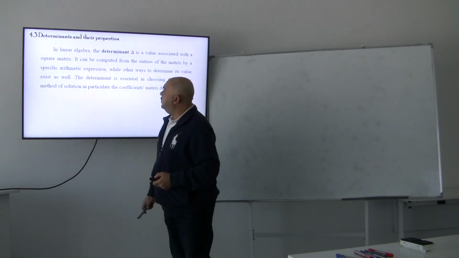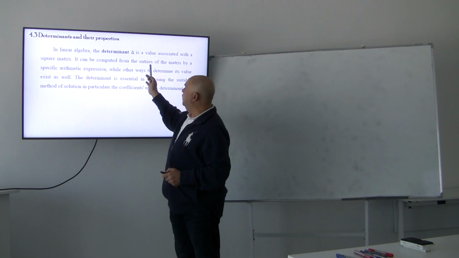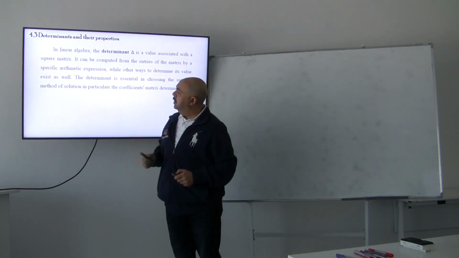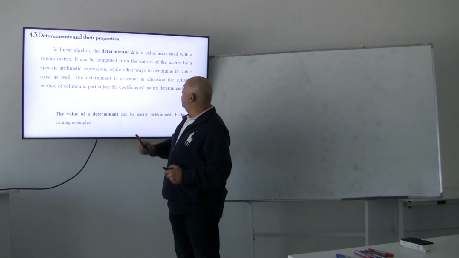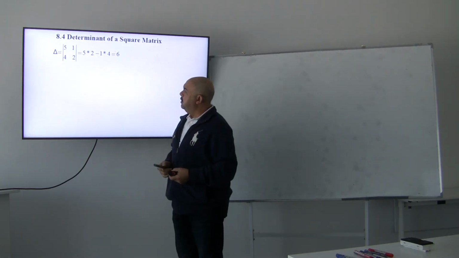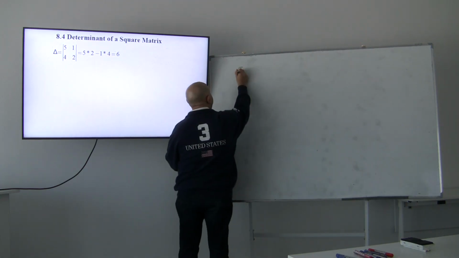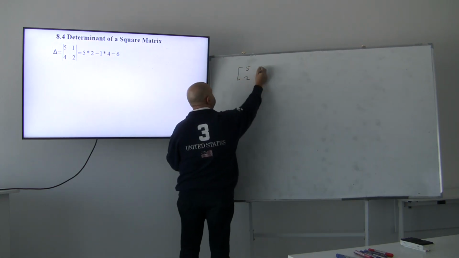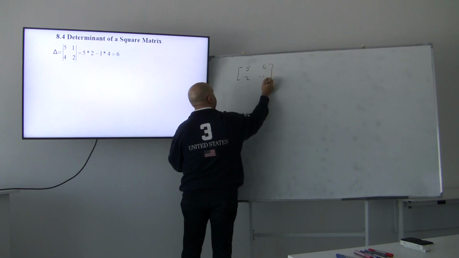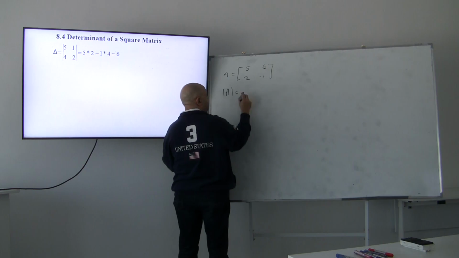So determinants and their properties. Determinants in linear algebra are just a value associated with a square matrix, which can be computed from the entries of a matrix, which is very, very simple. So if you remember, if I have a 2 by 2 matrix, let's say 5, 2, 6, and negative 1, and this is the matrix A, if you want to get the determinant of A, it's very, very simple.